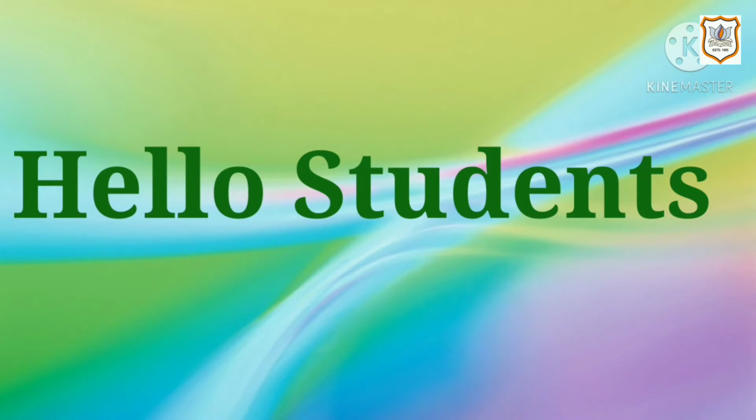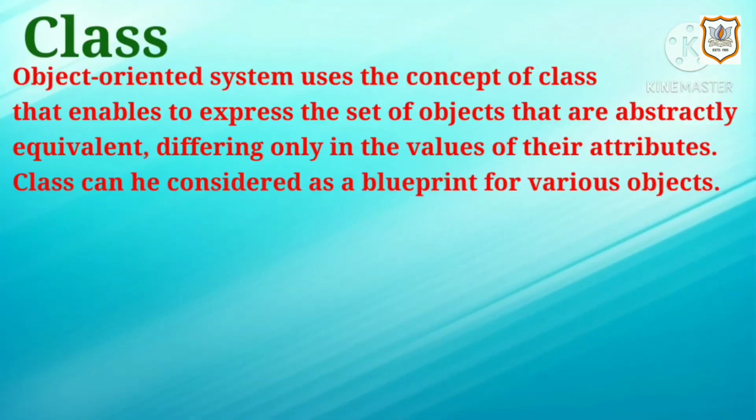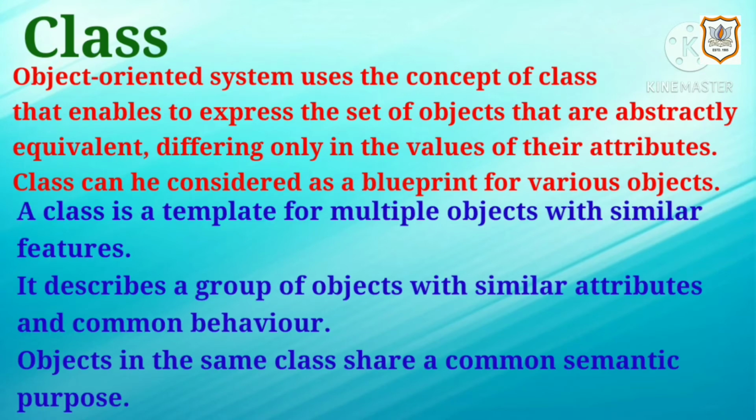Let's start our next topic, class of chapter number 6. What is class? Object-oriented system uses the concept of class that enables to express the set of objects that are abstractly equivalent, differing only in the values of their attributes. Class can be considered as a blueprint for various objects. A class is a template for multiple objects with similar features.